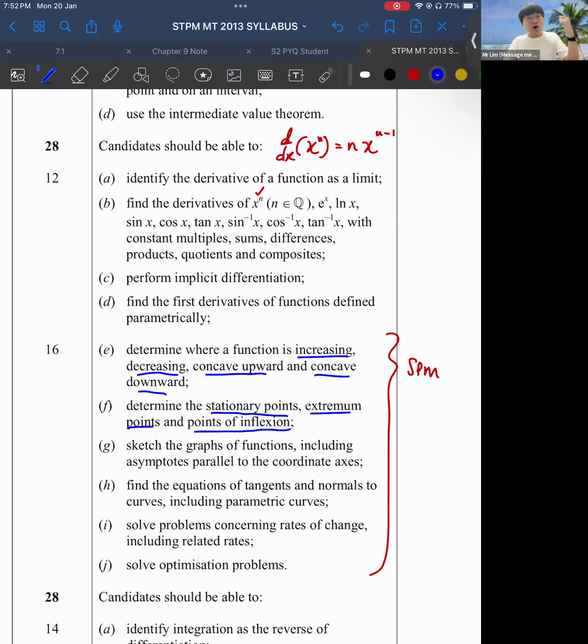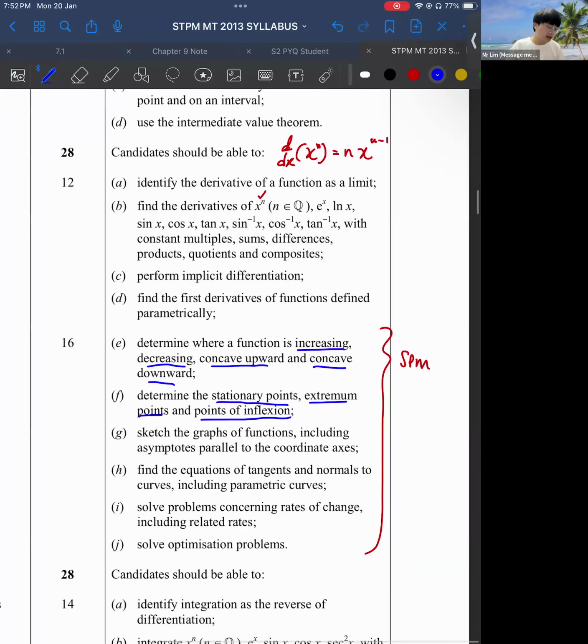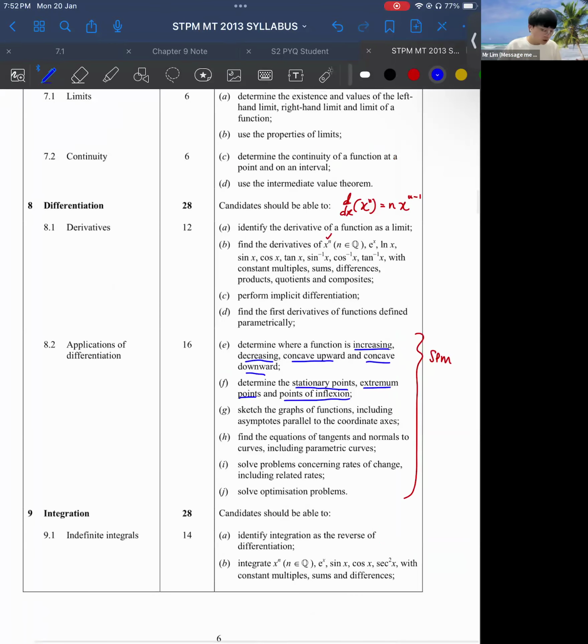They ask you to find all the points, determine concave up, concave down, all this. And then the last part, part D, for example, they give you 3 marks: use all the information in your A, B, C to sketch the graph. This is a very typical question in your semester 2. Use your chapter 8 knowledge to sketch a graph, as you can see later.